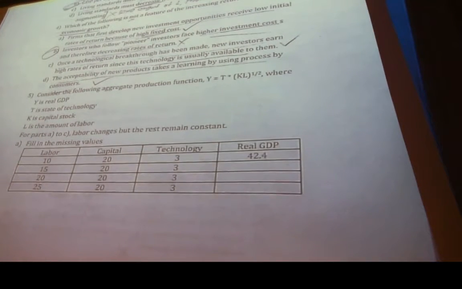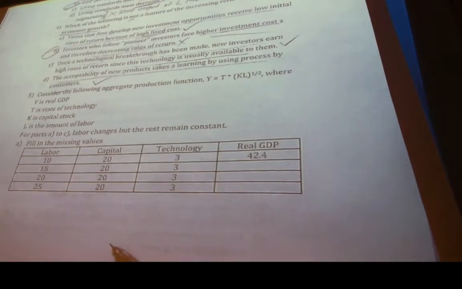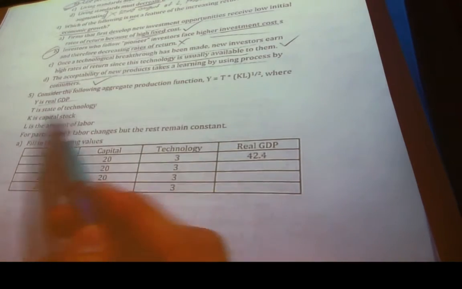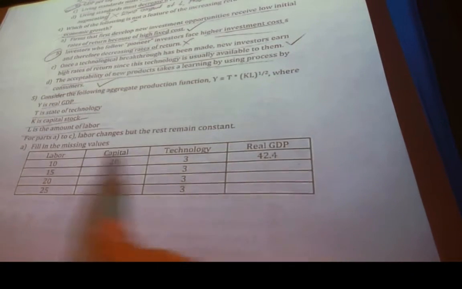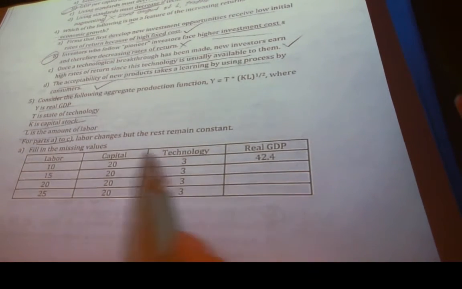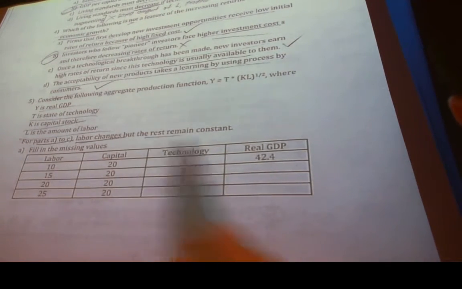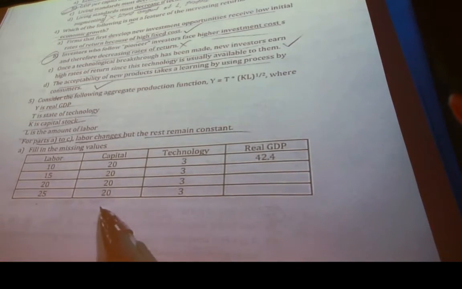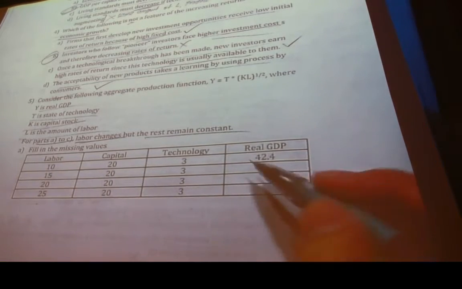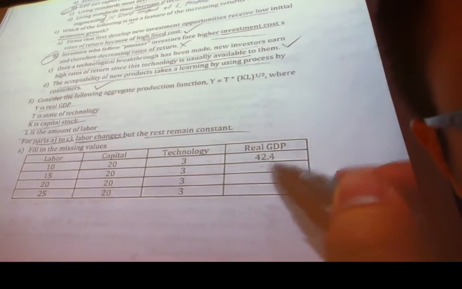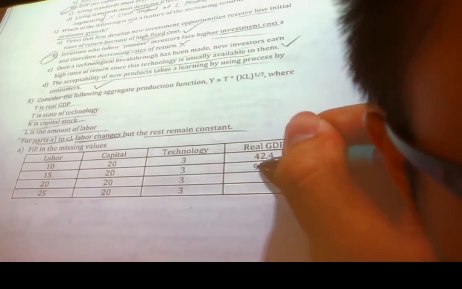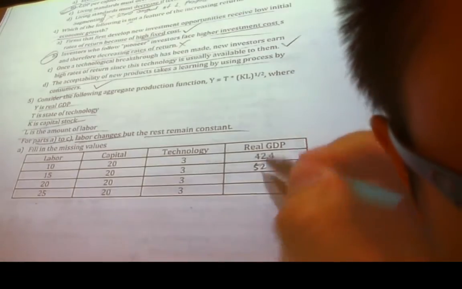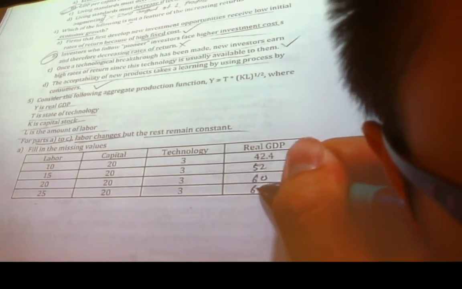So last question, number 5. So there's Y is real GDP, T is state of theory, K is capital, L is labor. So for parts A to C, remember labor changes but the rest remain constant. Labor changes, capital and technology are constant. So in order to calculate this, you just sub this into the equation, and then you get this is 52, this is 60, and 61.7.